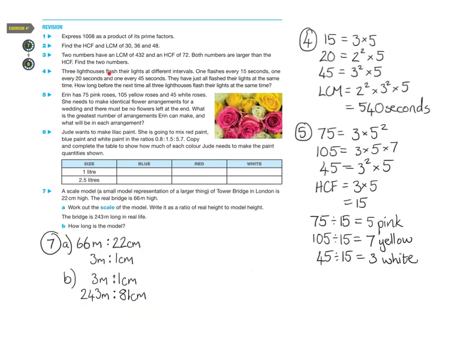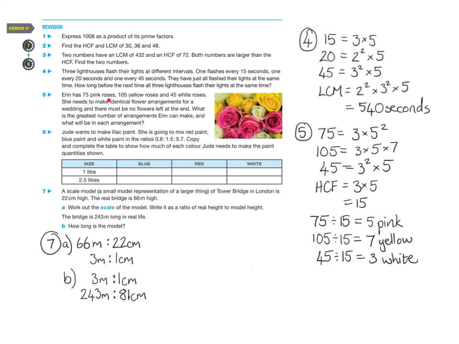Question 4 asks about 3 lighthouses that flash their lights in different intervals. One flashes every 15 seconds, the other one 20, and the last one 45. They've all just flashed right now. We need to figure out when they're going to flash next, and the answer is 540 seconds. The way I got that was I first looked at everything as products of their prime factors, and then figured out the lowest common multiple. Then that was 2 to the power of 2, 3 to the power of 2, and 5. Multiplying those all together, I got 540 seconds.